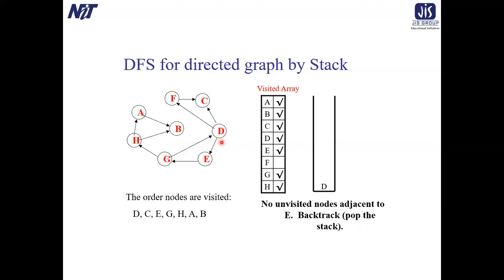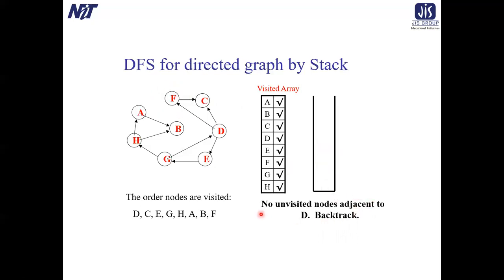So now come to D. D has one unvisited node, F, which is adjacent to D. So we go to F, and we mark F and put it on the stack. Now F has no unvisited adjacents. So backtrack. That means we have to delete or pop from the stack. That is, we have to pop F.